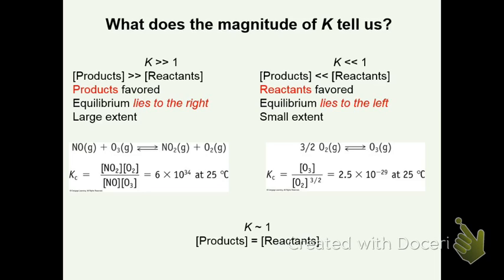Now, in the case where we have an equilibrium constant close to 1, this tells us that we have nearly equal concentrations of reactants and products. And so one reaction isn't significantly favored over the other one.